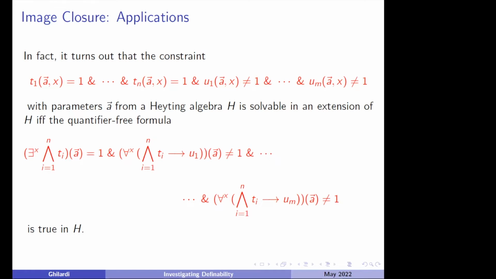On the other hand, this is a kind of new status. Here I also have the negation of equations. In field theory you don't have negation of equations, because in fields non-zero elements are invertible, so you can turn inequations into equations. But here we need inequations also. So, in order for this constraint to be solvable in extensions, it is solvable if and only if this formula is true. And this formula involves the Pitts quantifiers, which are the images and the dual images. And this is perfectly computable. And if this formula is true in the original algebra, then you can expand it in such a way. Otherwise, you cannot, meaning that the expansion will collapse.